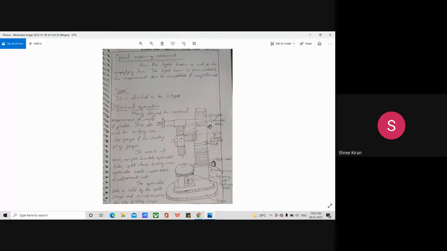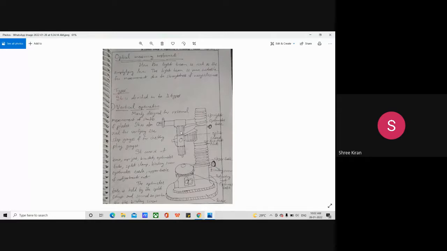So in this case, we have got an optimeter. The optimeter tube is held by the split clamp and secured in position by the binding screw. Then the upper table is mounted on the optimeter table, under the measuring tip of the optimeter tube. So the distance between the measuring tip and the table can be adjusted.